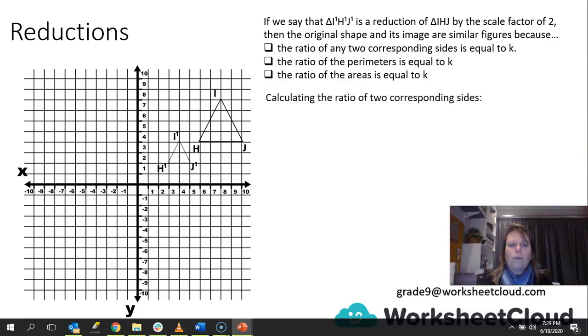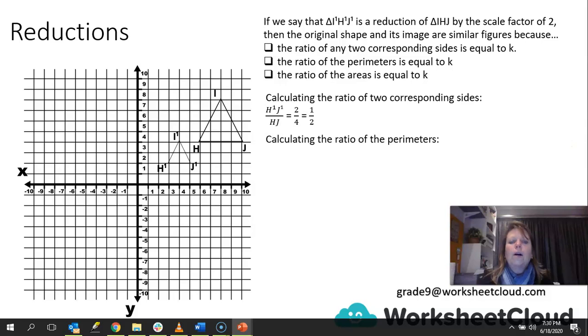So calculating the ratio of two corresponding sides, we're going to go H1J1, which is there, over HJ, and we're going to get 2 over 4. So that is the ratio of any two corresponding sides. If we simplify that, it gives me a half. That means this one is half the size of that one. That's why we can say that it's been enlarged by half, which sounds quite funny, because how can you enlarge it by half? But if you enlarge it by half, you're cutting it in half, or we can say we are reducing it by a scale factor of 2.